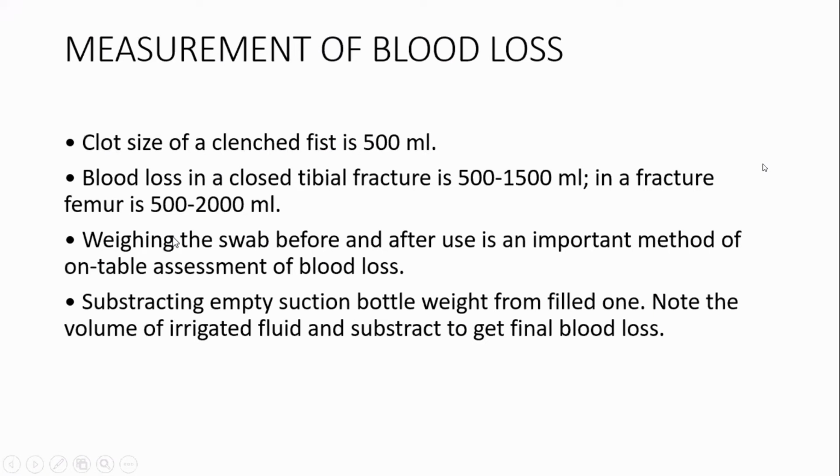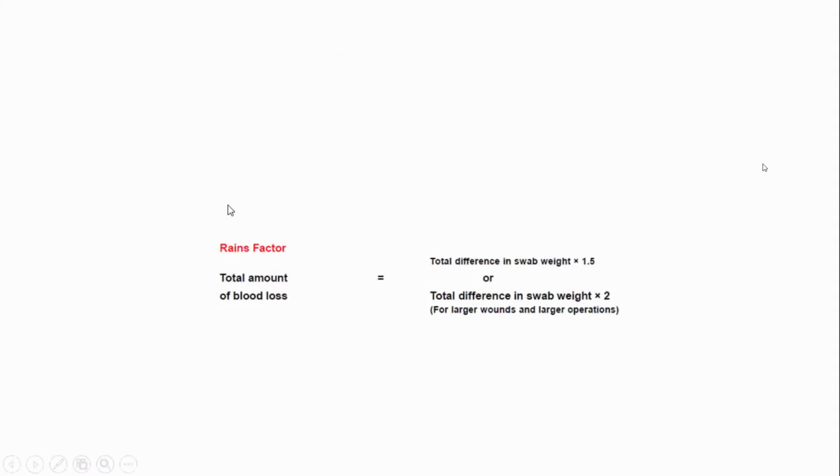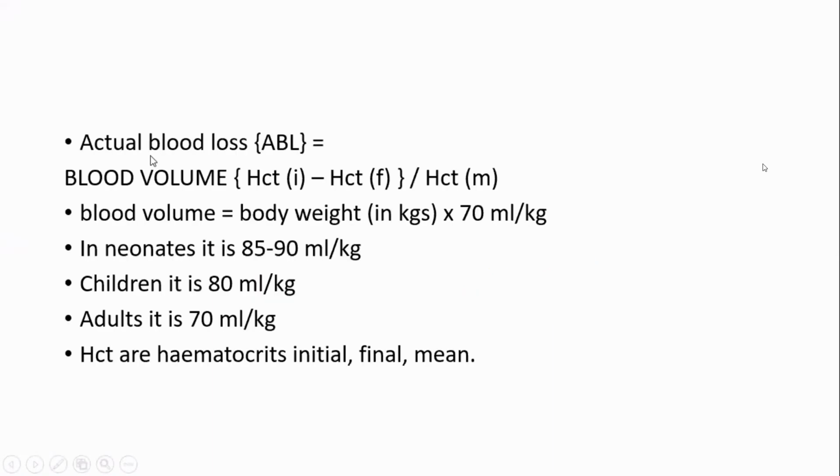After surgery, you can weigh the swab before and after so that you can estimate blood loss. Similarly, from the suction bottle, subtracting the empty suction bottle weight, we can estimate how much blood is lost, so that the blood replacement can be given. And there is something called the Rain factor, where we calculate the total amount of blood loss: the difference in swab weight multiplied by 1.5 is the actual blood loss, and for a larger swab it should be multiplied by a factor of 2.